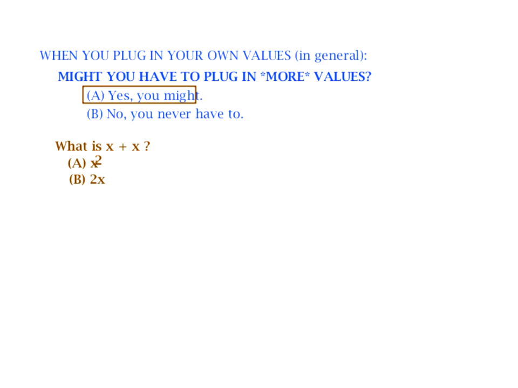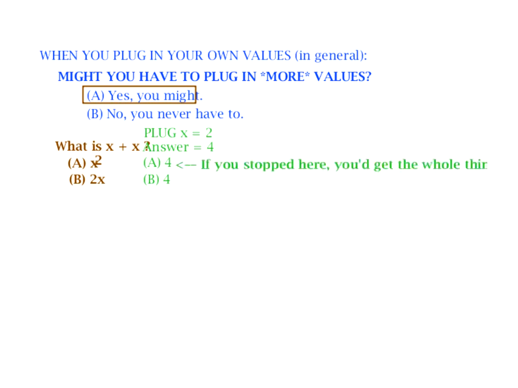Yeah, if you use 2 or 0, right? If you are unfortunate enough to choose 2 or 0 for x, say you pick 2, then the answer is 2 plus 2, which is 4, but then A is 4 and B is 4. The point is that if you stopped when you got to A, then you would get the entire thing wrong. And you don't want to get the entire thing wrong. So there, that's the point.